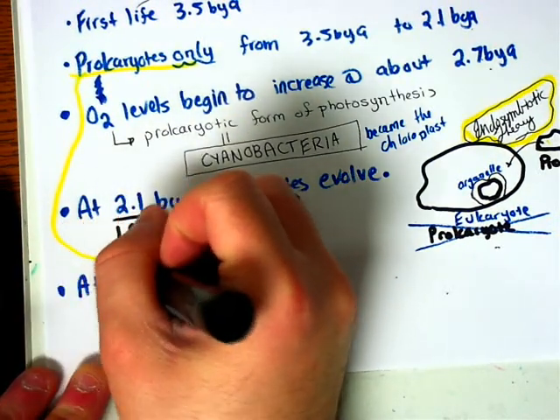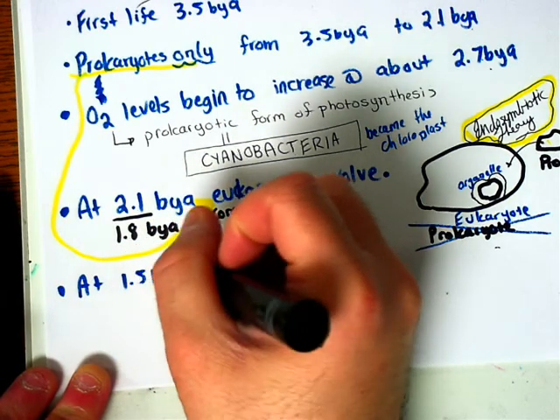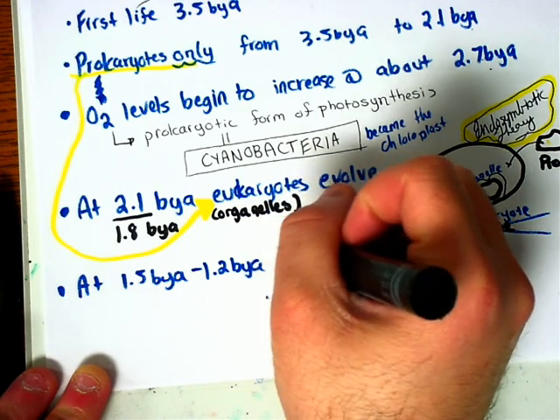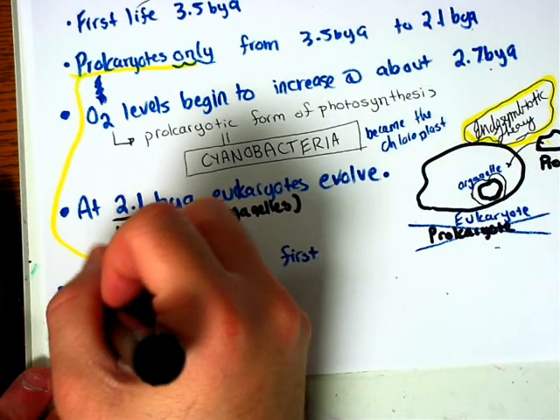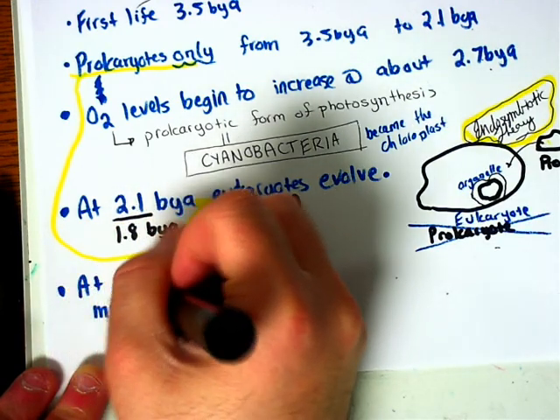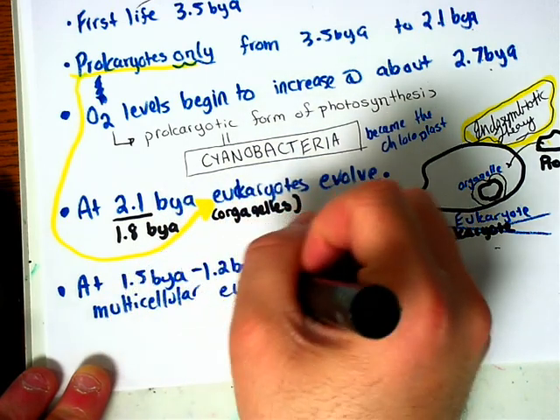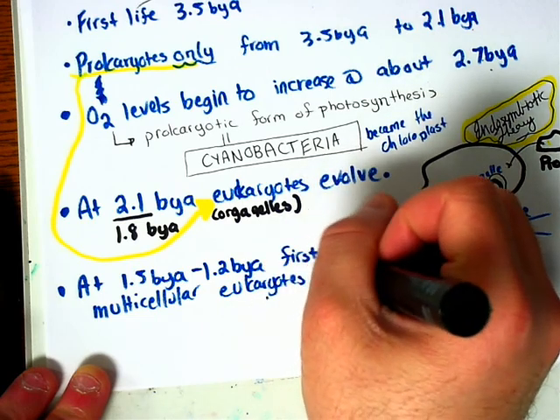At about 1.5 or so billion years ago, so about 1.2 billion years ago, the first multicellular eukaryotes evolved.